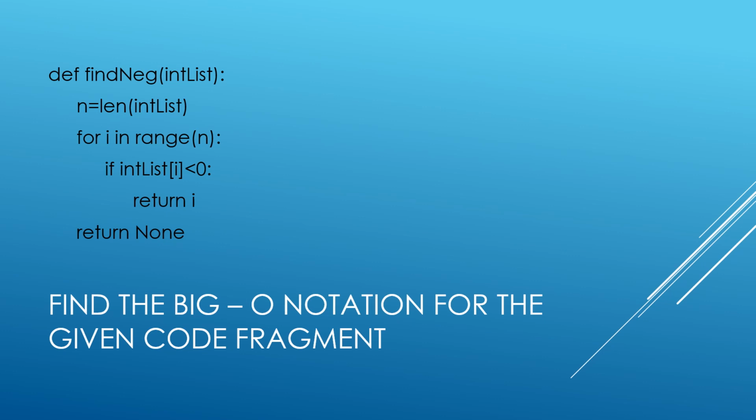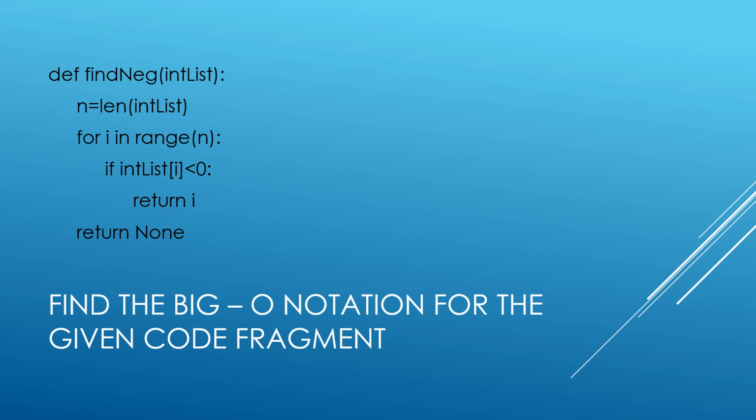The question is the same. Find the big O notation for the given code fragment. Find neg is a function which takes a list called int list. N is the length of the int list. For I in range n, if int list I is less than 0, return I. After you come out of the for, you return None.